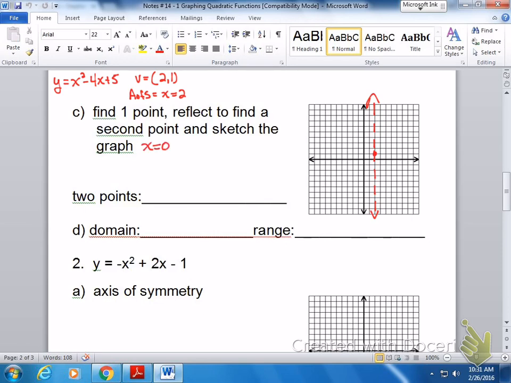Now I'm going to plug in 0 into my equation to get the y value that goes with it. So one of my points is going to be 0, something. So I'm going to take that 0 and plug it in. So I have y equals 0 squared minus 4 times 0 plus 5. Now 0 squared is 0. Negative 4 times 0 is also 0. So all that leaves us with was 5. So I know that one of my points is (0, 5). So pick an x and plug in to find y.